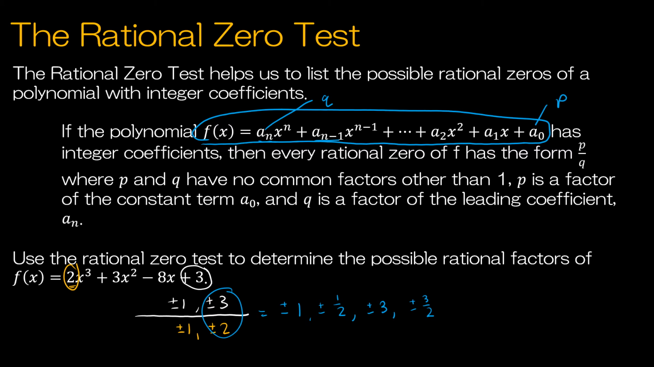So what we've done is we've said we know that there are going to be 3 zeros. We don't know how many are rational, but if we do have a rational one, it's going to be one of these 8 numbers that we've just come up with.